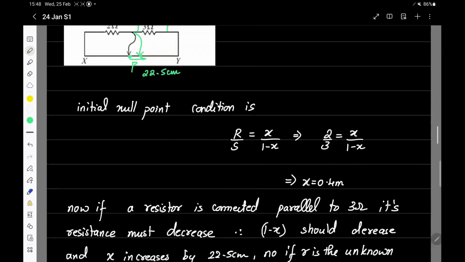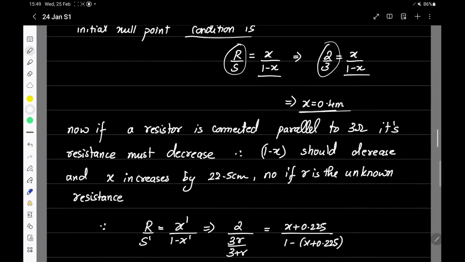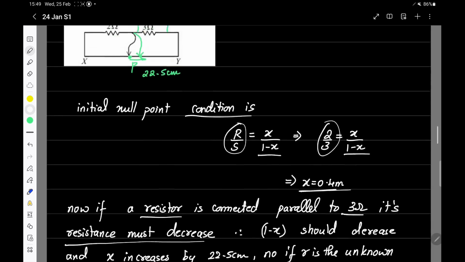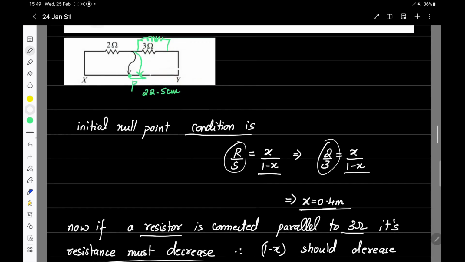So let's apply the initial null point condition. We'll apply left resistor R by right resistor S is equal to X by 1 minus X. So 2 by 3 is equal to X by 1 minus X. You get the value of X as 0.4 meter. Now if the resistor is connected in parallel with 3 ohm, its resistance must decrease. So 1 minus X, which is the right gap over here, should decrease and the left gap X must increase.